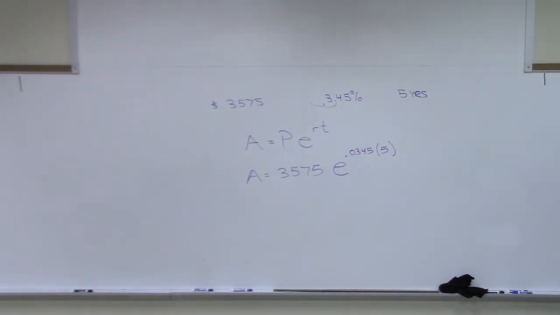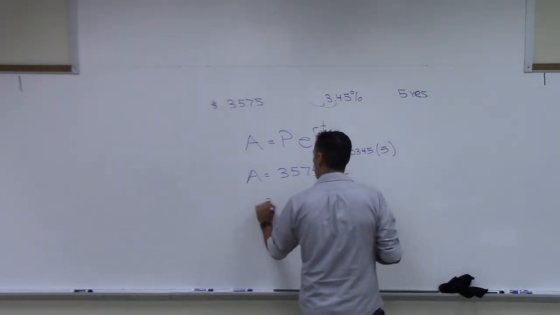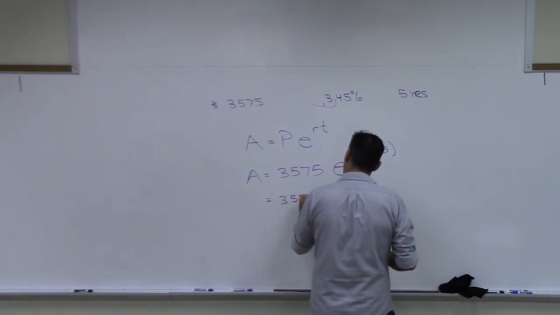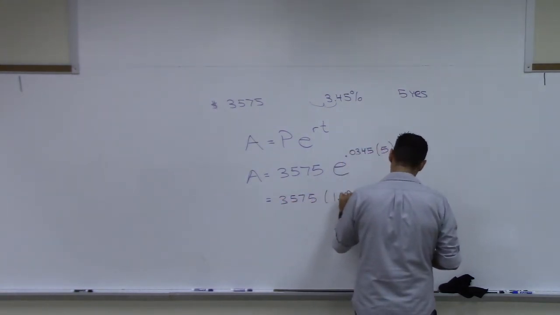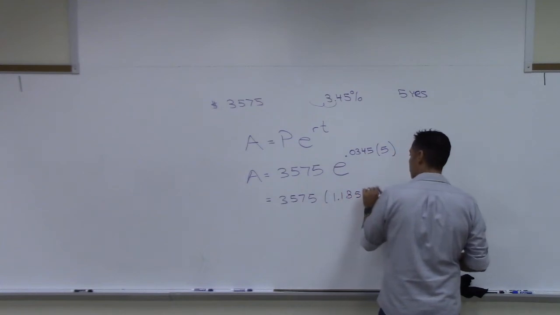So do that on your calculator. Let's see, e to the 0.03 times 5. So this should be 3,575 and then 1.1853. I'll just do that.